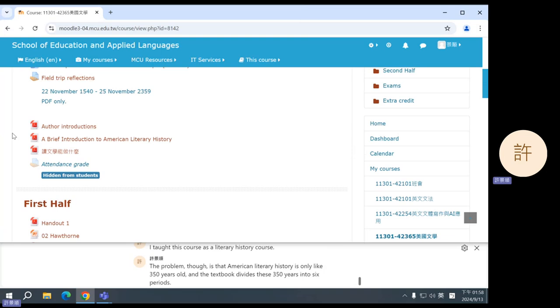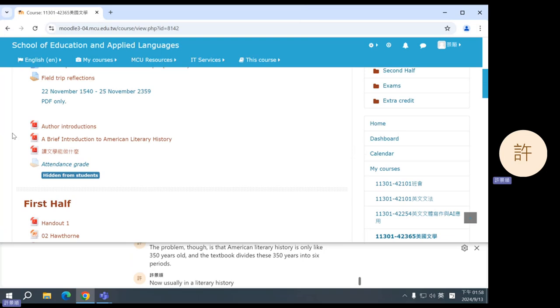Now, usually in a literary history course, for the exam, I would give you something to read and ask you to tell me which literary period does this belong to and why. But if each literary period is only like 50 years, society doesn't change that much in 50 years. So it can be really hard to try to explain why this text belongs in this period and not the one before or the one after.